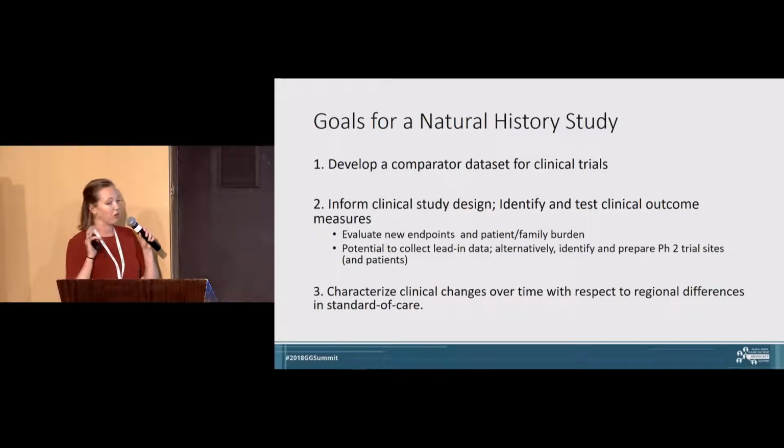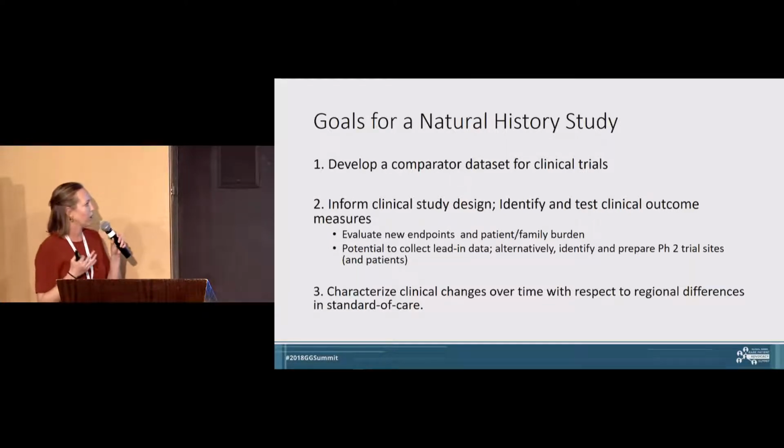So in that formal setting, a goal for a natural history study may be to develop a comparator data set for clinical trials. Hugely important for clinical trials where there might not be a placebo arm. And that's rare, and you'd say, oh, we don't have that, but gene therapy is becoming much more common. Gene therapies do not have a placebo arm, so how do you tell if the therapeutic is having an effect on symptoms? You can compare it to natural history.